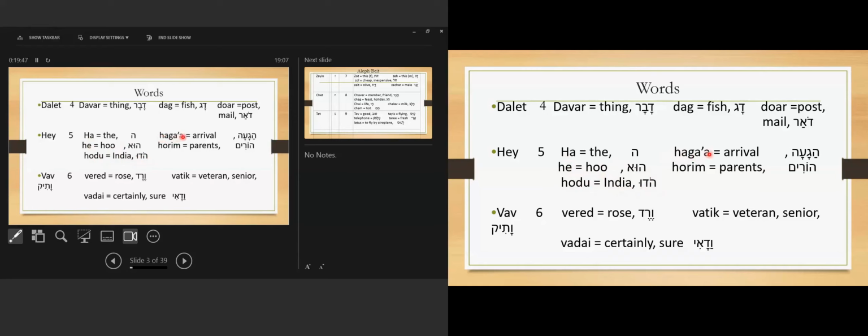Our numbers, and we start with 1. All right, so all of us together: 1, 2, 3. Echad. Echad. Shtayim. Shtayim. Shalosh. Arba. Chamesh. Shesh.